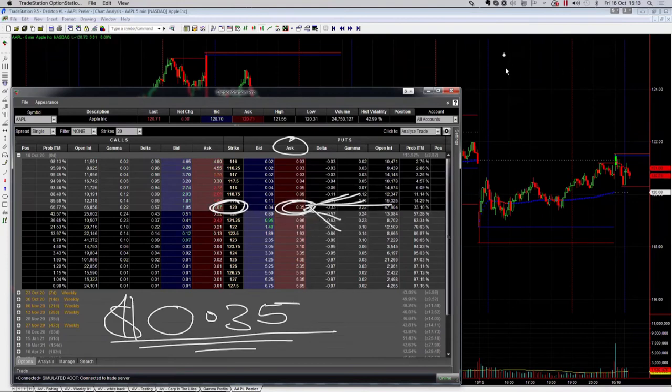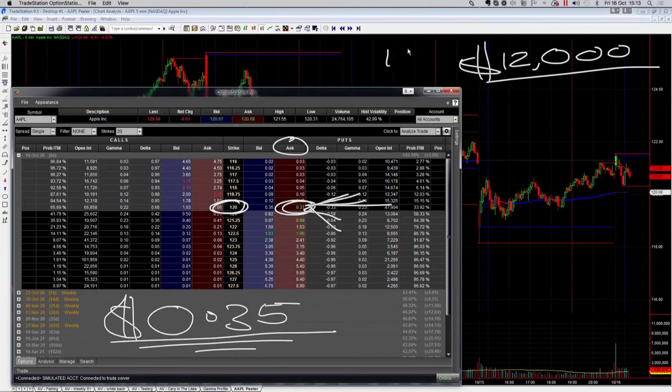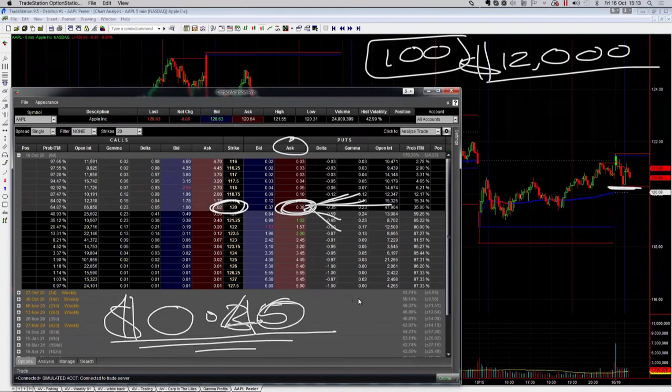35 cents. Now remember, if I was going to buy 100 shares cash, $12,000. For 100 shares, it's going to cost me, oh, it's gone up. It's going to cost me 37, let's just say 40 cents, because it's selling off, I get in for 40 cents. It's going to cost me 40 cents per share times 100, because I control 100 shares. It's going to cost me $40.